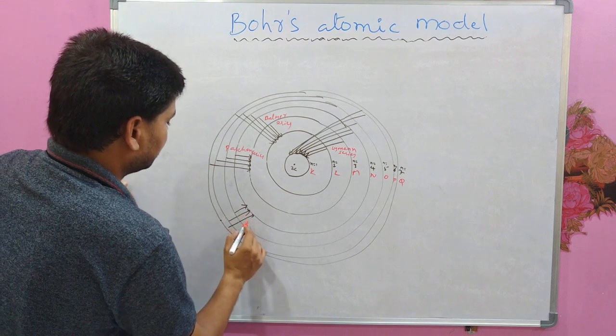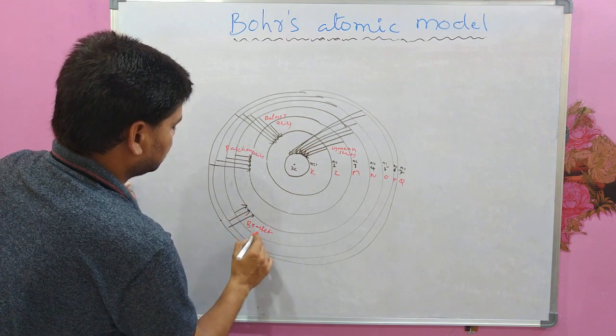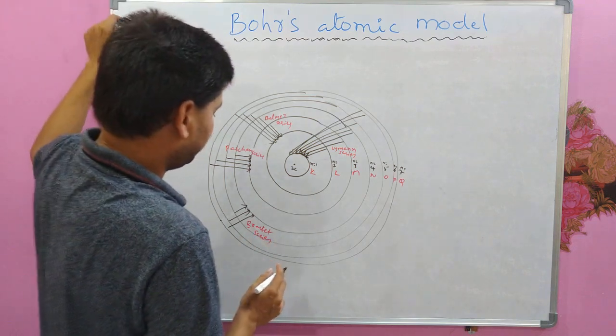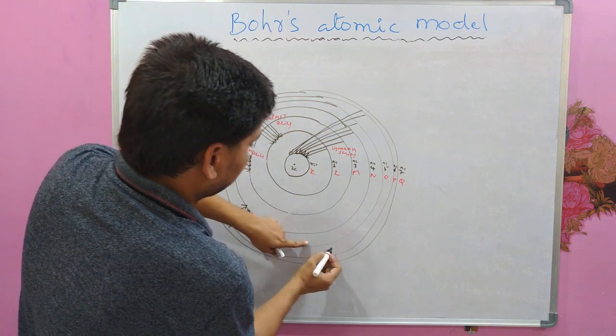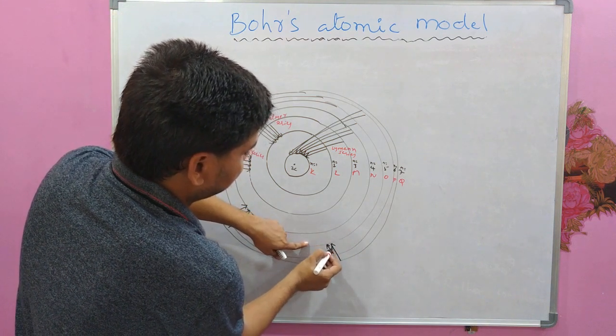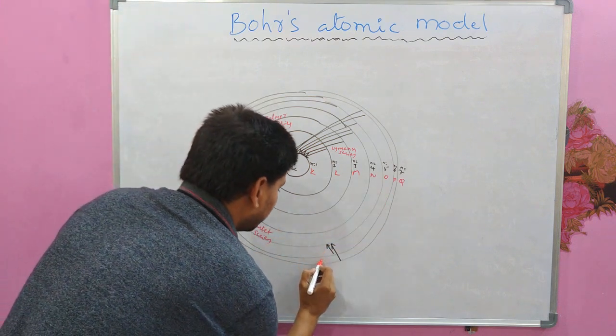This is Brackett series. And the fifth possibility is that it has to come to n equal to 5 from its higher orbits, the fifth orbit. So this is Pfund series.